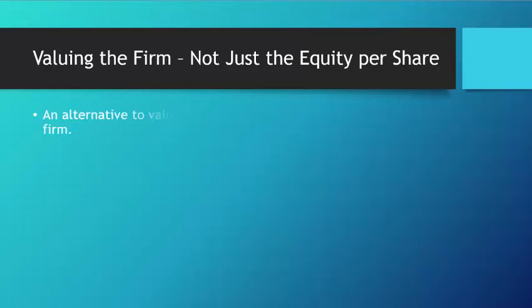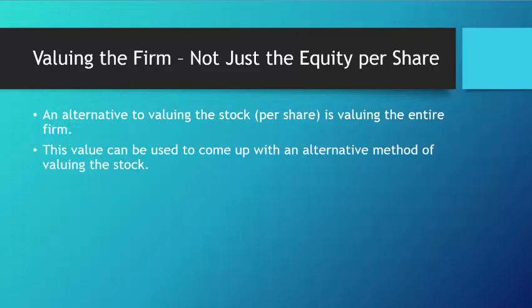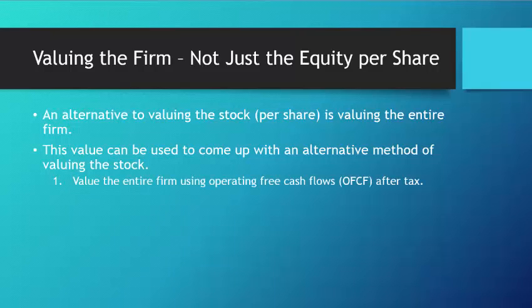And then there's a few reasons why we're going to do this. This is an alternative way of saying we're trying to maximize the value of the firm. It's also an alternative way of valuing the stock itself per share. The way you value a stock per share using this approach, and by the way, there are many professional stock analysts who use this approach, is you value the entire firm. You come up with a way of valuing all of the firm.